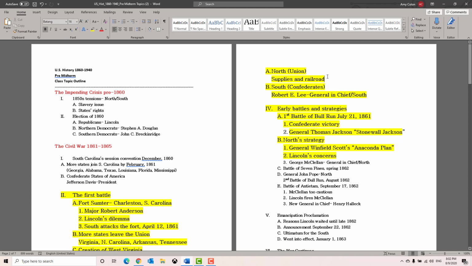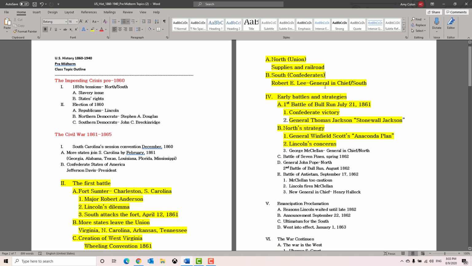The other advantage for the North is the railroad. The North has much more railroad track laid down by the 1860s than the South does. And that meant that the North could quickly move supplies, they could quickly move troops toward battlefields, and the South has to rely on the roads, which is a much slower means of transportation. So that's an advantage of the North, the Union.